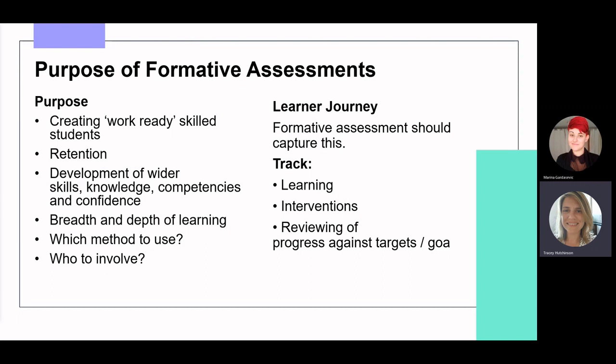We need to remember the importance of the development of wider skills, knowledge, competencies, and confidence, the other and very important abilities needed in the industry, whilst remembering to assess the individual breadth and depth of learning required for employment and success. So your formative assessment activities will capture this journey for each student. They will track how the students progress in their learning, including their industry placement, which interventions, support, additional learning activities and staff are involved as well. Reviewing progress against their individual targets.